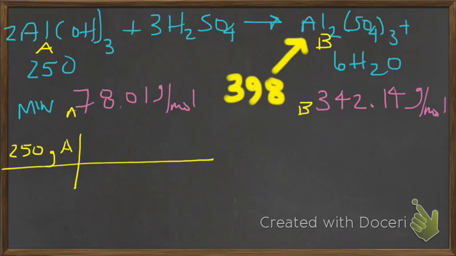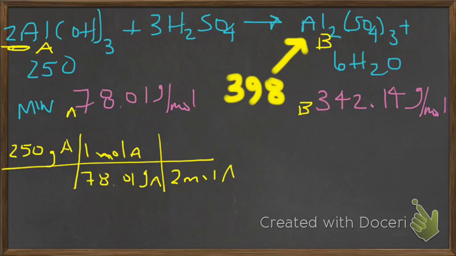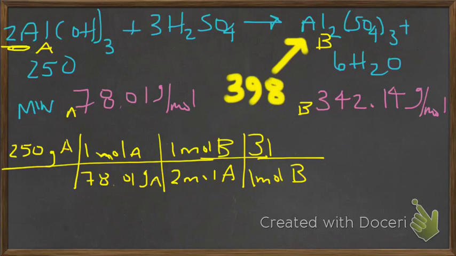To go from grams to moles, we need the molecular weight of aluminum hydroxide, or A, and that was 78.01 grams of A is equal to 1 mole of A. And according to the chemical equation, 2 moles of A makes only 1 mole of B. Based off the molecular weight, we know that 1 mole of B is equal to 342.14 grams of B. Now let's make sure that everything cancels. The grams of A, moles of A, moles of A, moles of B, moles of B. So the only thing left is the grams of our product B, which is aluminum sulfate.